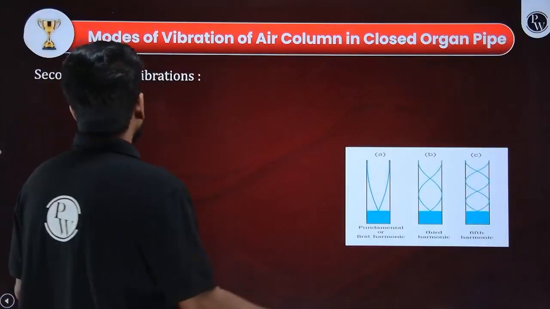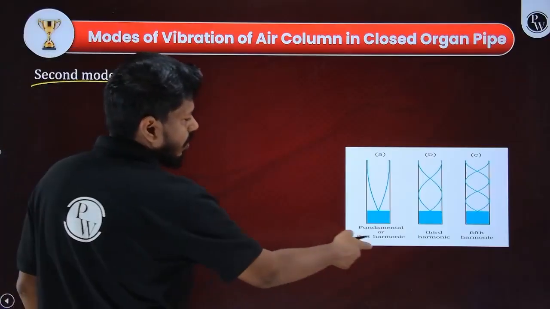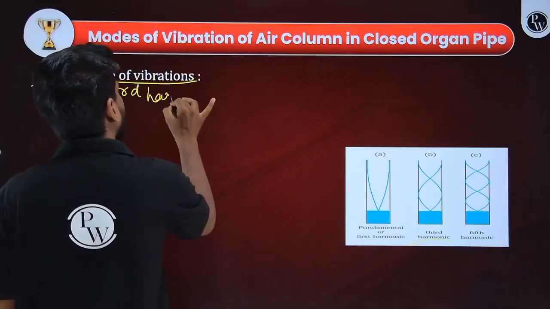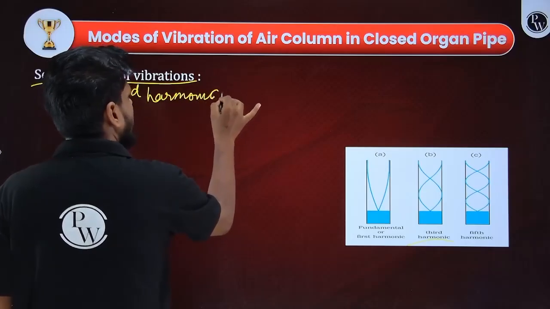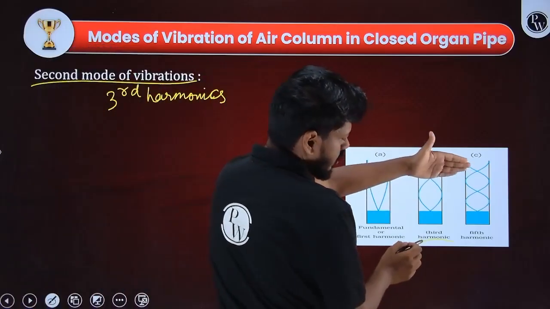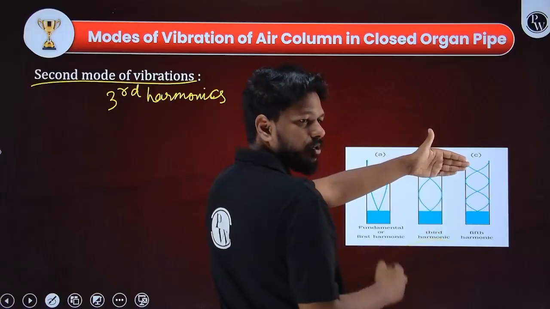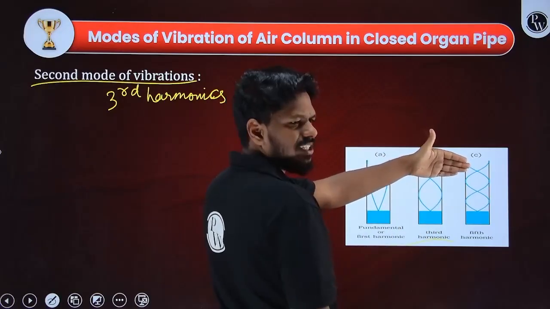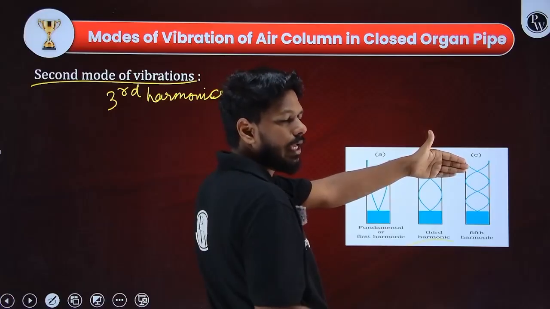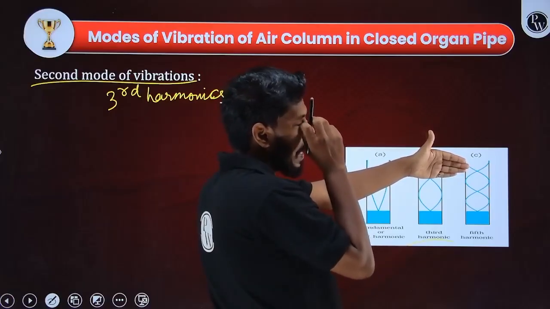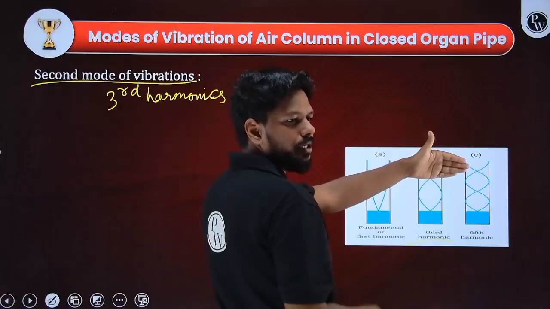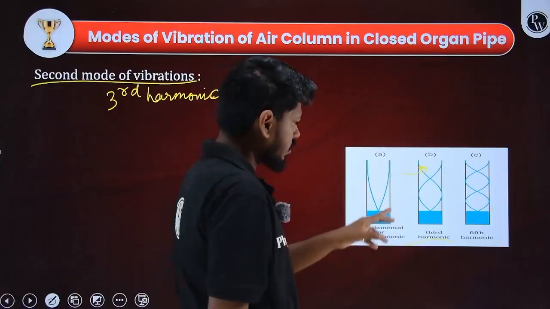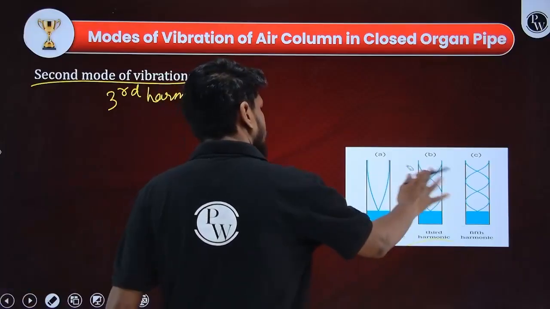If I talk about second mode of vibration, it is called third harmonics. We don't have second harmonics. Why don't we have second harmonics? Second harmonics means this is the case, lambda by 2 plus lambda by 2. If this is the case, then doesn't it look like a string closed at both ends? But organ pipe cannot be closed at both the ends. So therefore, second harmonics is not possible.